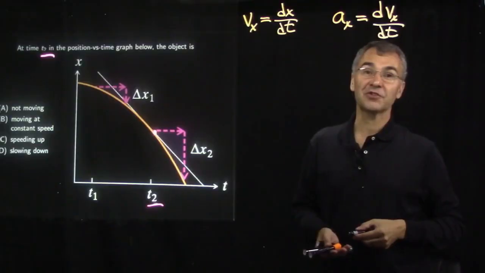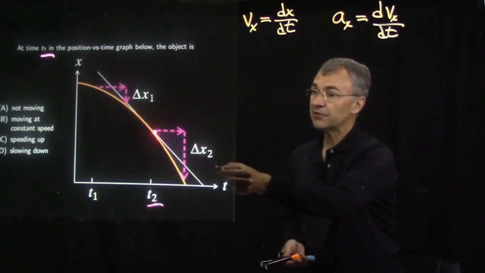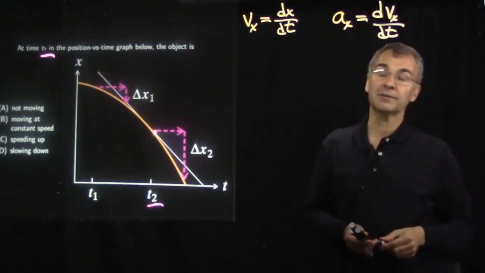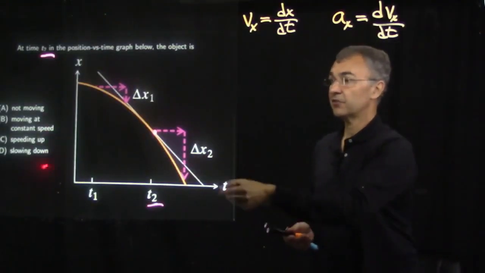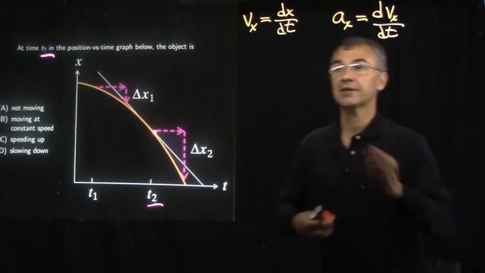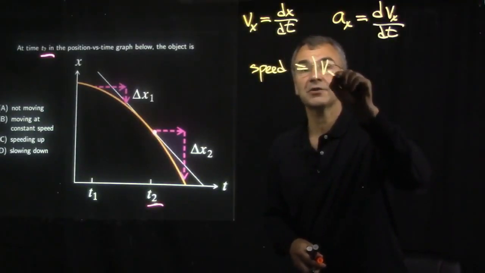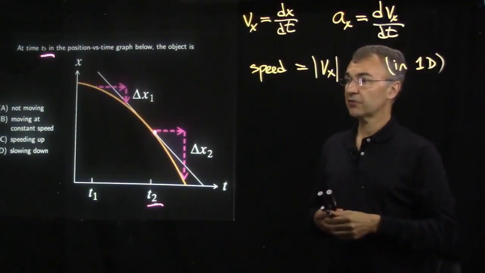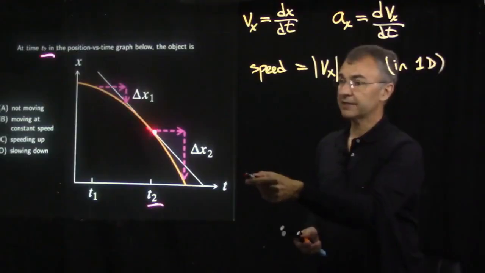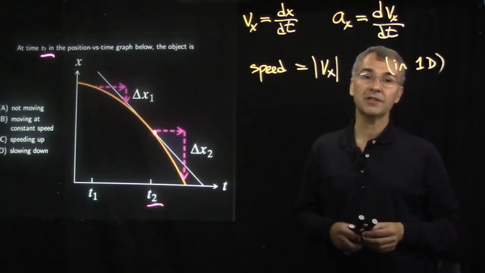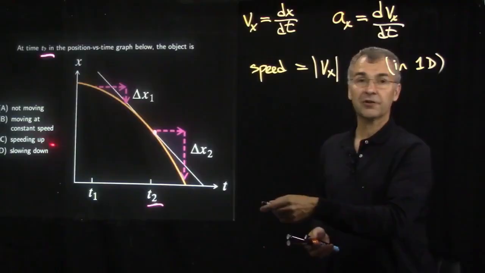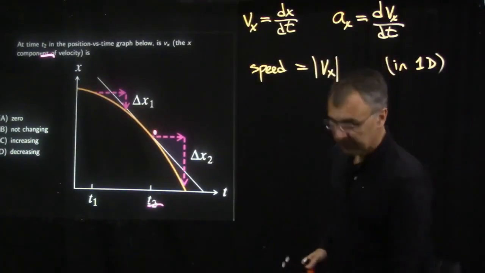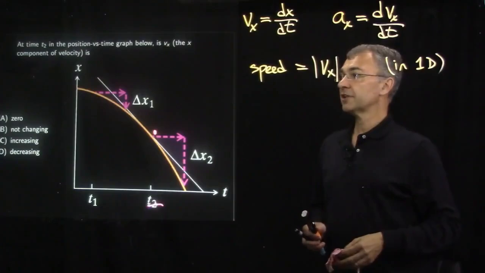Is it slowing down? Let's consider d first. Is it slowing down? So as time increases, it seems as if the magnitude of the slope is getting bigger and bigger. So I actually think it is speeding up. That's C, Charlie. That's because speed is the absolute value of the x component of velocity in one dimension. And we can see that the slope is becoming more and more negative as time goes on. The speed is indeed increasing. So I think I like C, Charlie. It's speeding up.